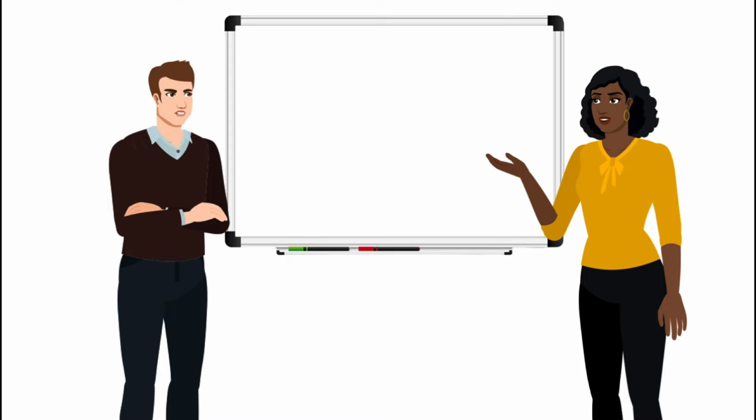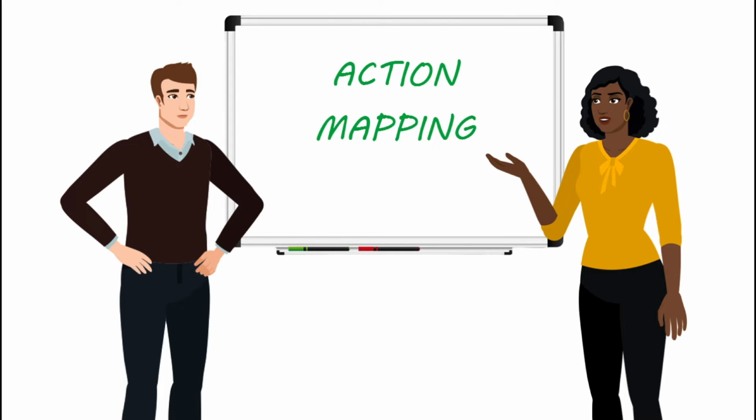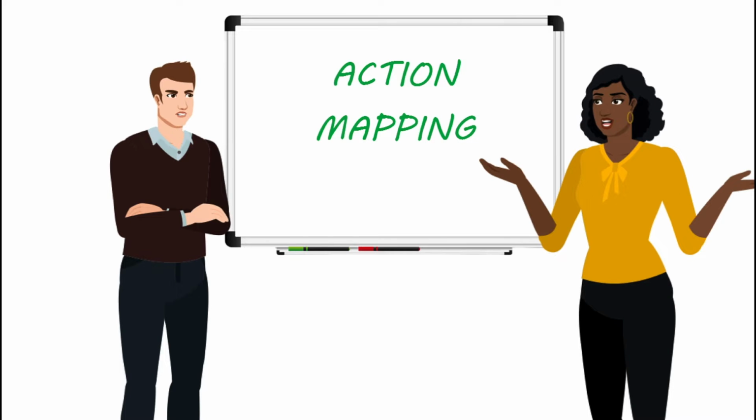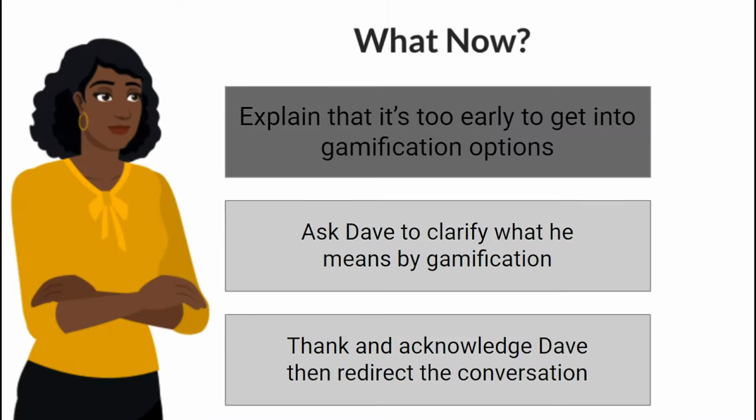Jennifer explains that it's too early to jump into gamification options and begins taking Dave through the action mapping process. However, she notices that Dave doesn't seem to be listening, and he keeps interrupting her to talk about gamification. The meeting drags on for an hour, but it doesn't feel like they accomplish very much.